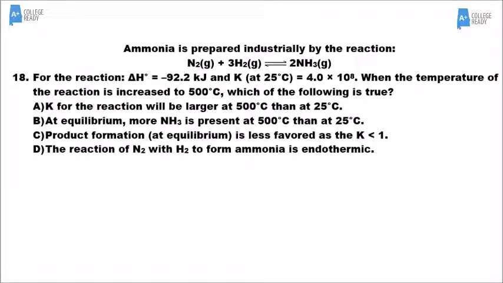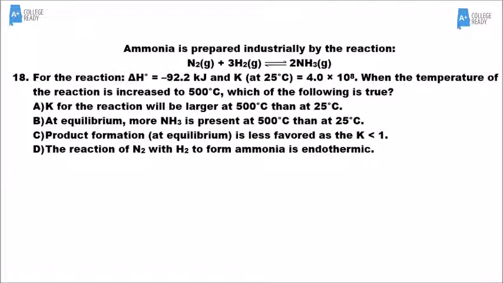This is a similar question to the one before. K at 25 degrees is 4 times 10 to the 8th. We know that it's exothermic because delta H has a negative value. That means that heat appears on the right-hand side of the equation. So if you increase the temperature, then you are adding a product, and when you add a product, it shifts to the left. So that means we should create more reactants, and the amount of product should go down.